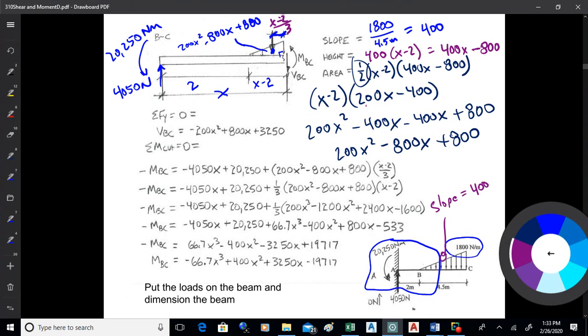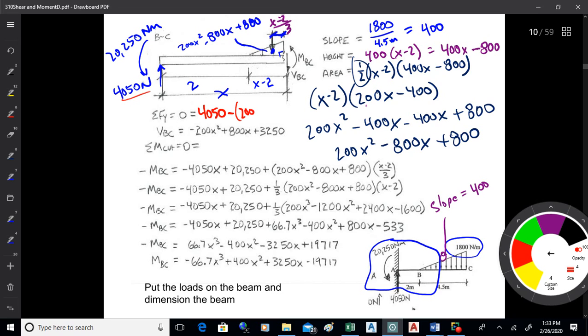So now I just go sum of Fy and set it equal to 0. I just start at the left and work my way across. So what do I got? I've got 4,050, that's up. And then I've got minus that area, so that'll be minus 200x squared minus 800x plus 800.